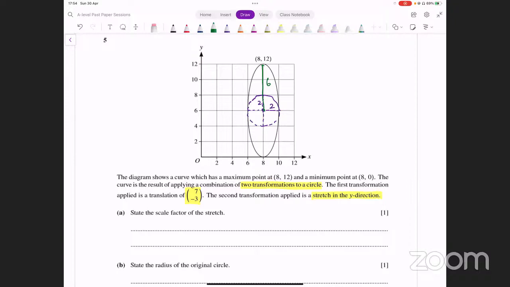2 को किससे मल्टीप्लाई करेंगे तो 6 आएगा? 3। द स्केल फैक्टर दैट यू हैव इज 3। सो एसेंशियली वर्टिकली आपने y कोऑर्डिनेट्स को 3 से मल्टीप्लाई कर दिया। That's what has happened. अच्छा, now let's look at the second part.